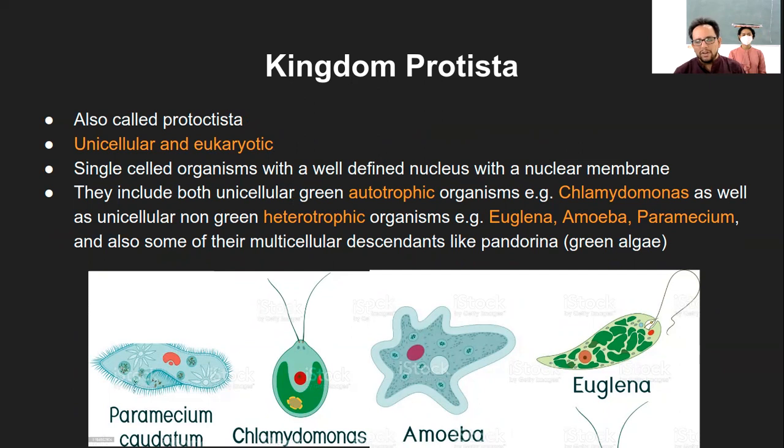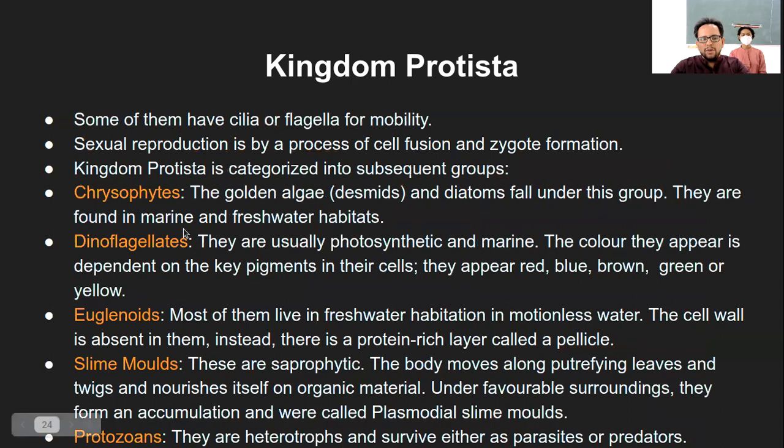When we talk of sexual reproduction, that means there is a male gamete and a female gamete. They will fuse, form a zygote, and then grow into the next cell. So there are different processes, but most of these organisms undergo both sexual as well as asexual modes of reproduction. Again, any question here so far before we go into different subtypes of kingdom Protista?